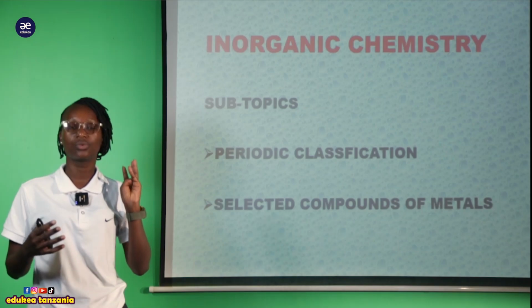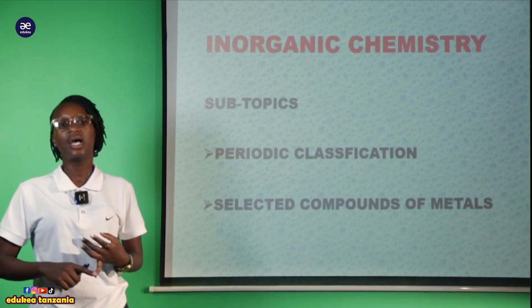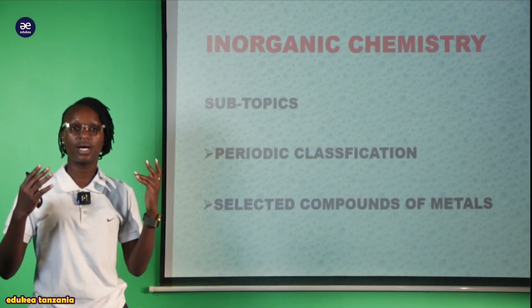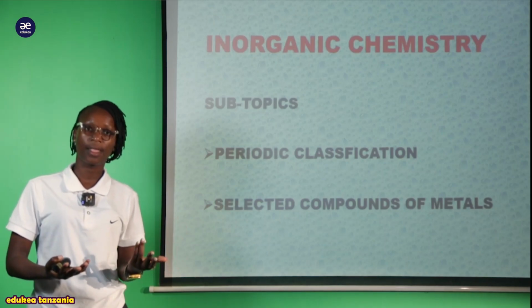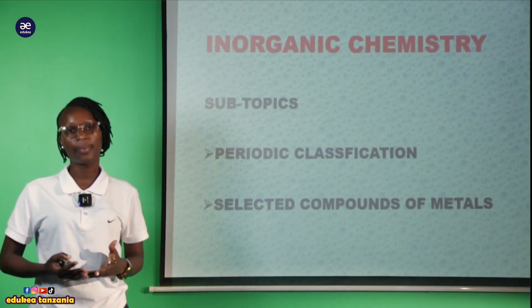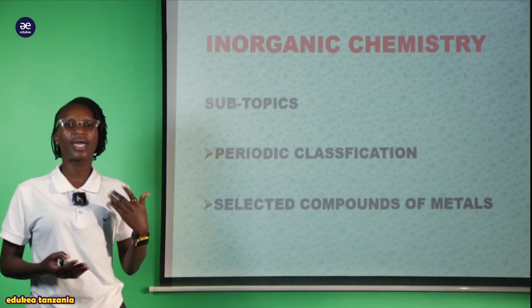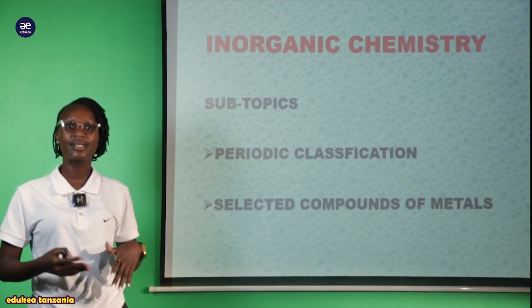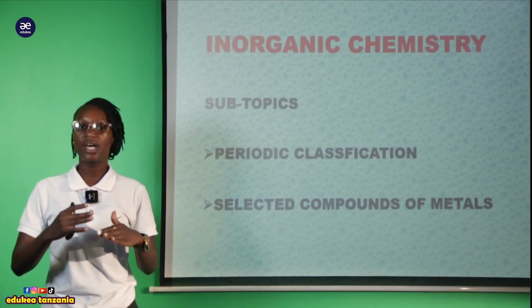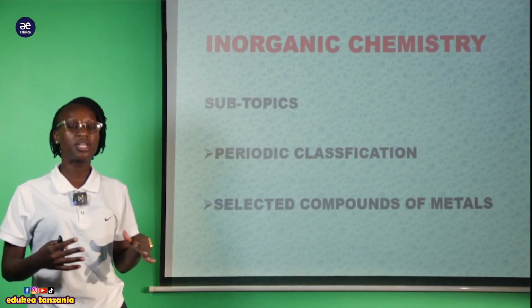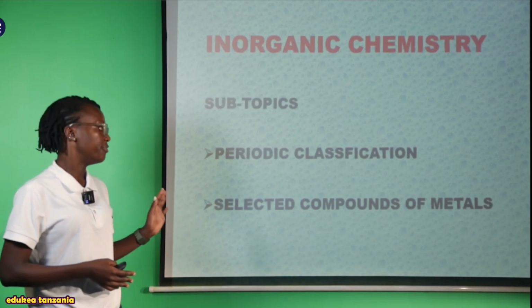The first one is all about periodicity, but the second is about the periodic trends in the physical properties of the elements. The third one is about periodic trends in the chemical properties, and the last one is all about diagonal relationships of the different elements.